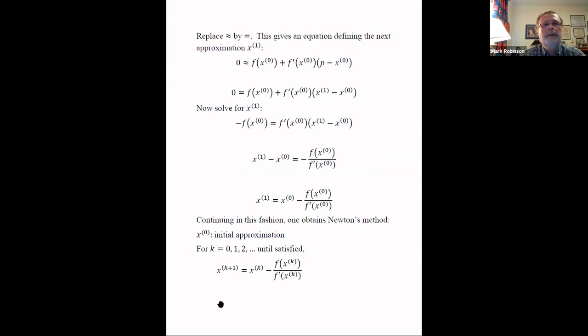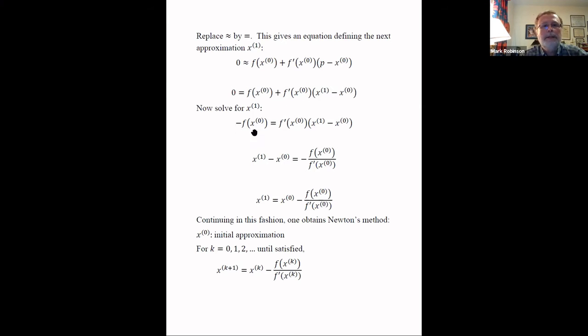So if we move on to the next page here, you see this equation that's right up here is really an approximation statement, that f of x naught plus f prime of x naught times p minus x naught is approximately 0. Now, what we're interested in, of course, is what is p. So if I replace the approximation symbol there by equality and replace p by x1, x1 is going to be our next approximation according to Newton's method. So all we need to do here is then solve for x1 in terms of all the known information, which is very easy to do.